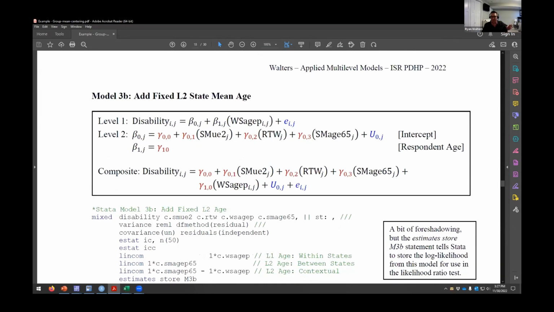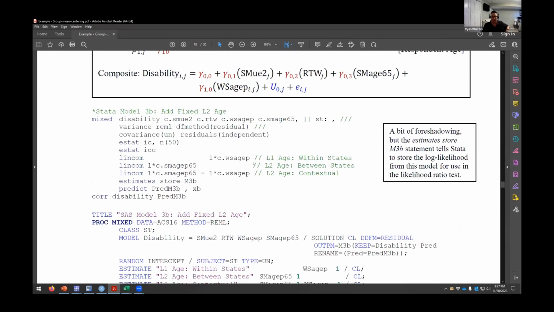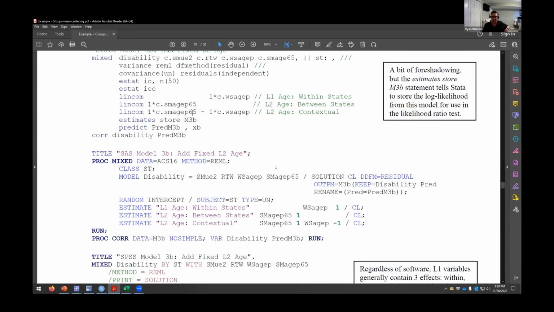We can add in state mean age to give us that between effect. Remember that group mean centering is going to give us a pure level 1 within group and pure level 2 between group effect. So we're going to have to request the contextual effect if we want it. So we're going to take the fixed effect for within state age. We're going to take the between state effect of state mean age, and then we're going to calculate their difference. Contextual is between minus within. That's going to give us our contextual effect.